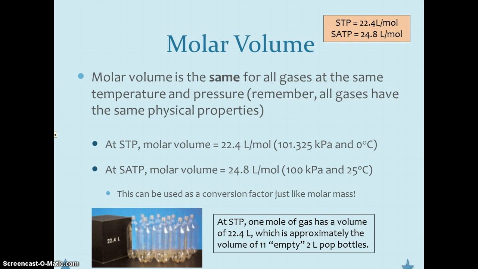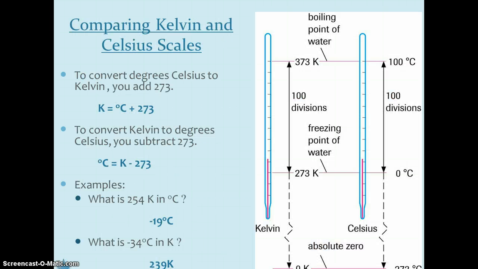A couple of reminders: molar volume, it's the same for all gases, so if we're at STP or SATP, we can use the molar conversion of 22.4 liters per mole or 24.8 liters per mole. This is only if we are at STP or SATP. As we take a look, we also need to remember that anything dealing with gases has to be done in Kelvin. So all things in Celsius will need to be turned into Kelvin by adding 273. And if we need to convert back to Celsius at the end, we will subtract the 273.